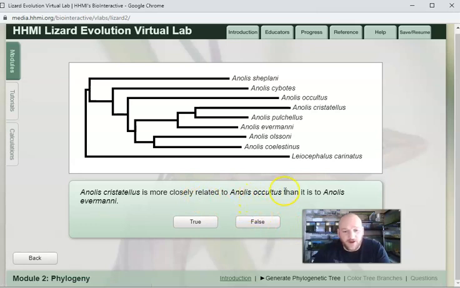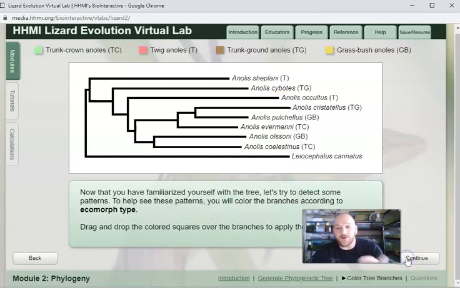And this is false. The Occultulus is not that closely related to Evermanni, so we'll click that. What I think is neat here is that it then asks us to take these little characteristics and drag them to the right spot. So I'll do this, and I'll jump ahead once I've succeeded at it.